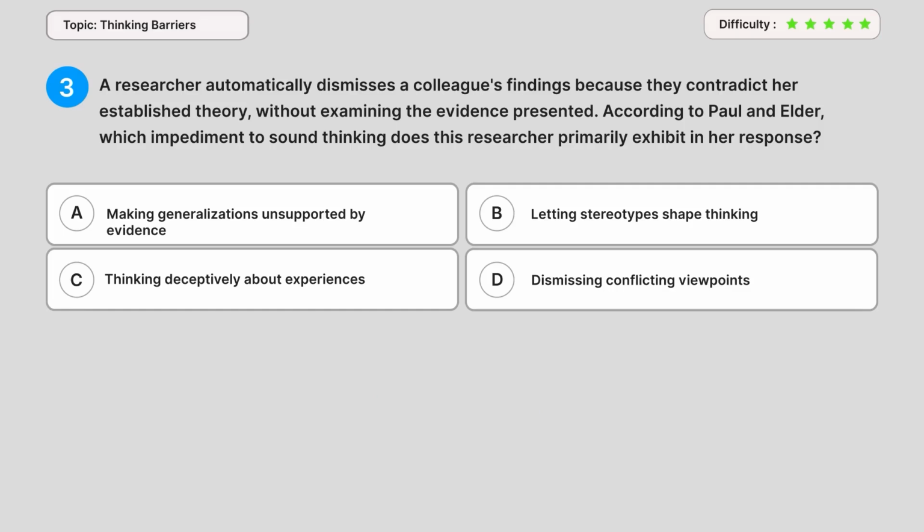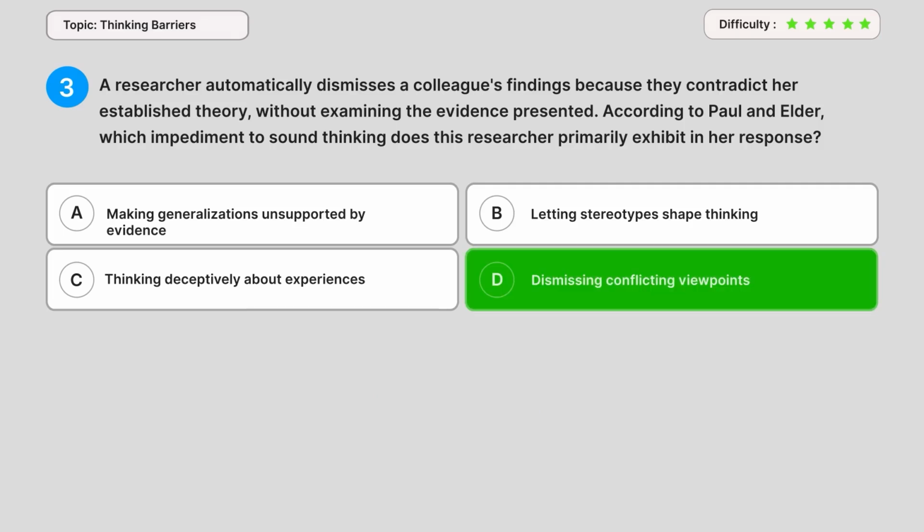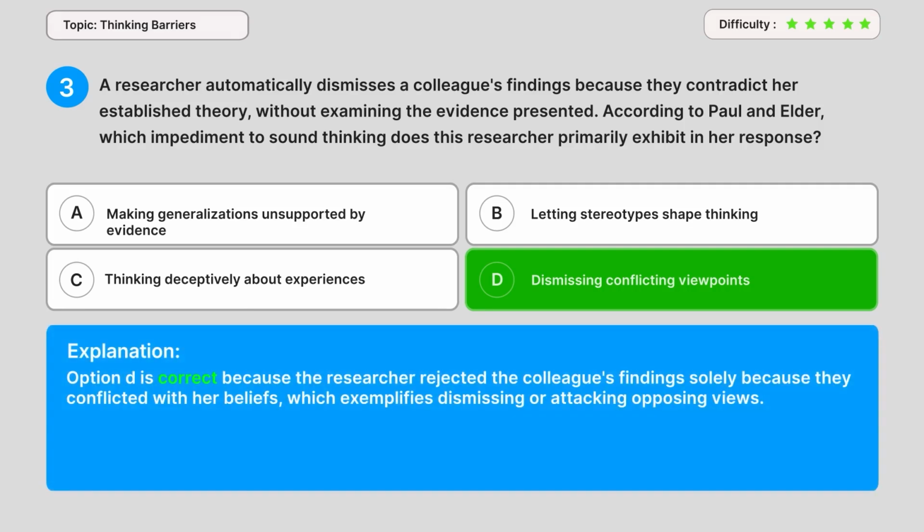Correct answer. D. Dismissing conflicting viewpoints. Explanation. Option D is correct because the researcher rejected the colleague's findings solely because they conflicted with her beliefs, which exemplifies dismissing or attacking opposing views.